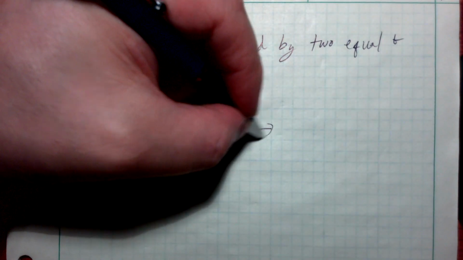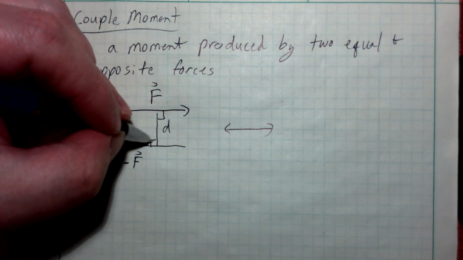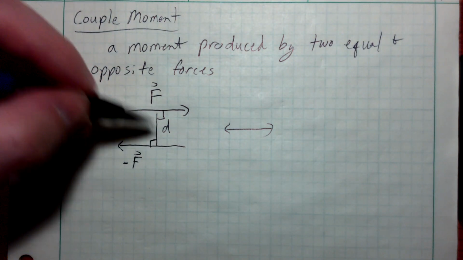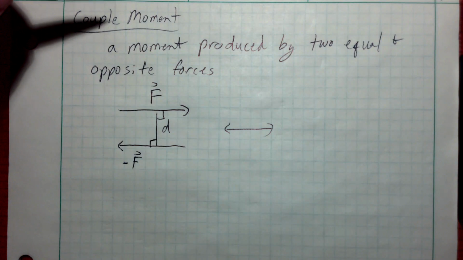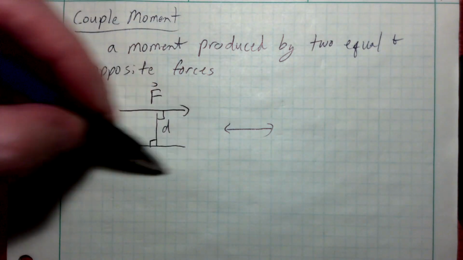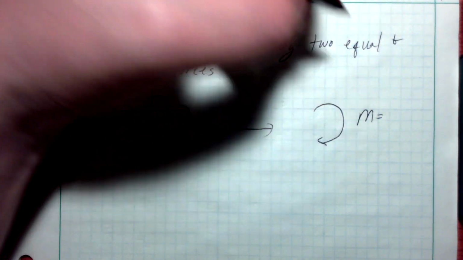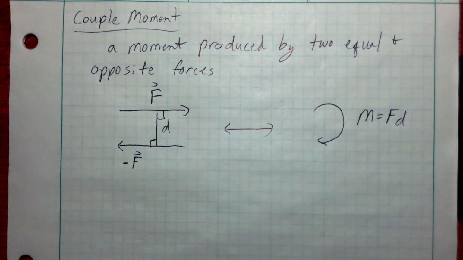That would be the same. If I've got two forces that are equal and opposite and a certain distance apart D, they're parallel and they're distance apart D, I could replace that with a moment. Now notice these are causing a clockwise moment the way they're drawn, and the magnitude of that moment is going to be force times distance.